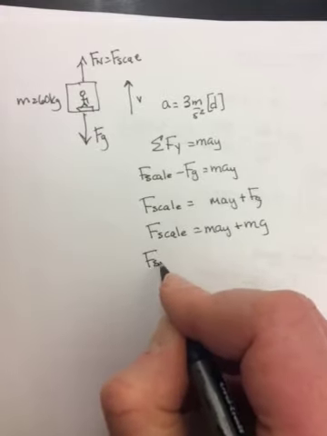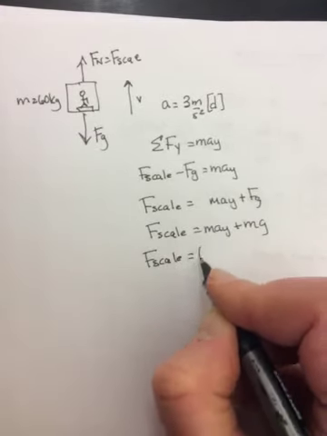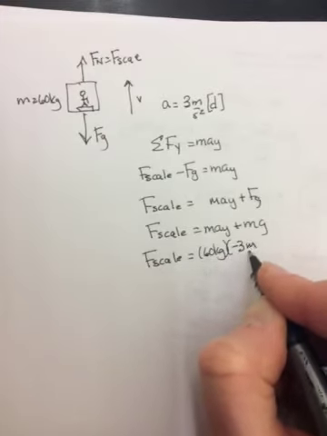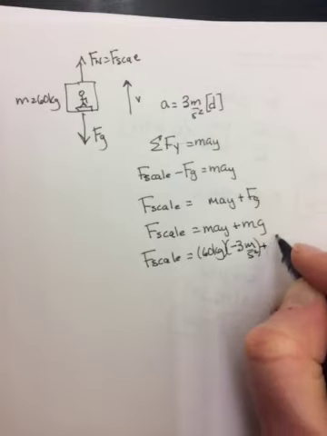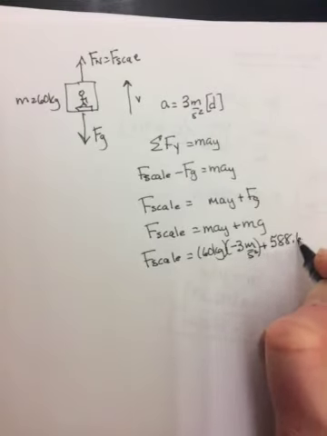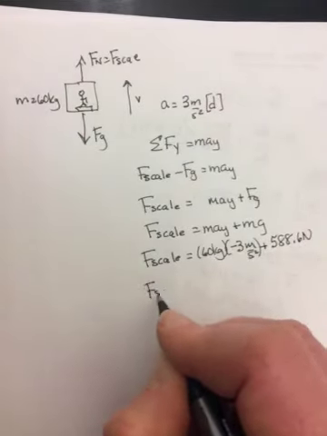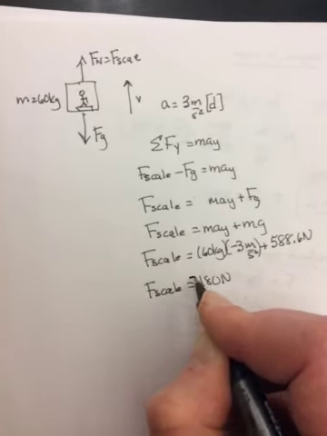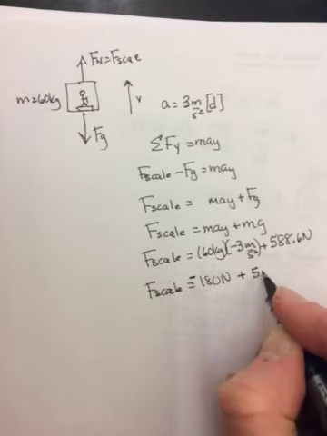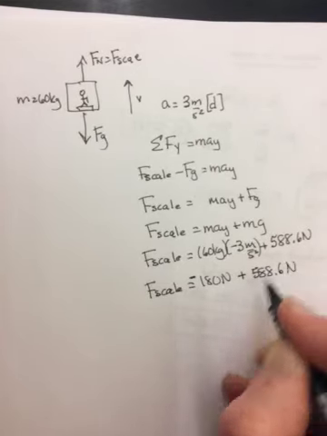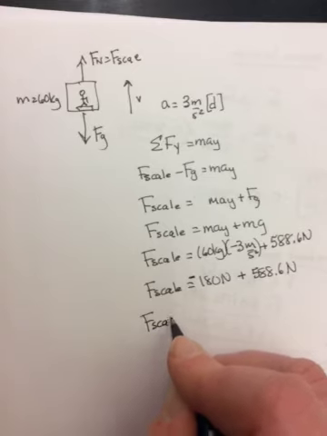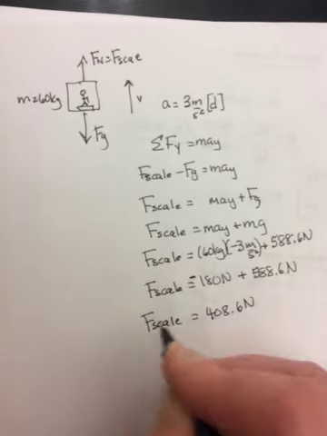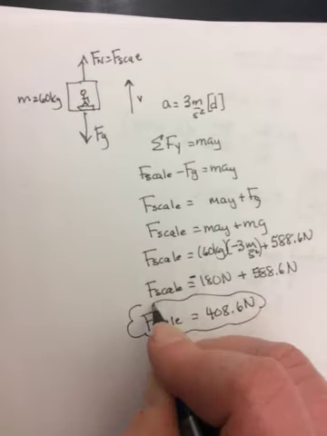And again, we're calling down negative. And so now when we fill in our numbers, it will be 60 kilograms times negative 3 meters per second squared. And we already found this to be 588.6 newtons earlier. So now it'll be 180 newtons, but that 180 newtons will be negative, plus 588.6. So now my apparent weight will be 408.6 newtons. Okay, so this will be my apparent weight.